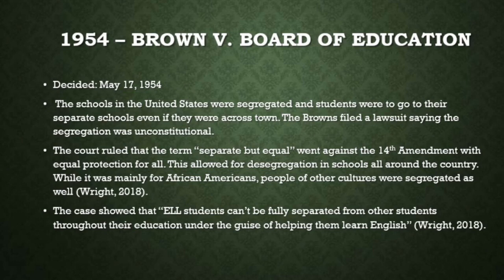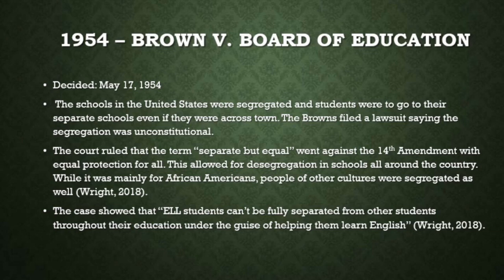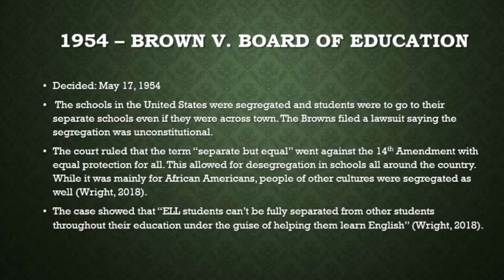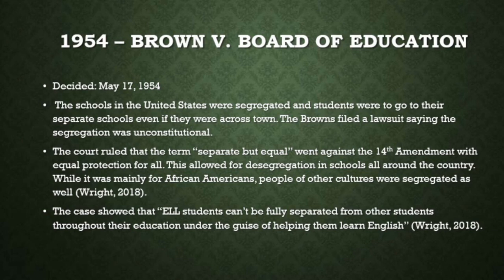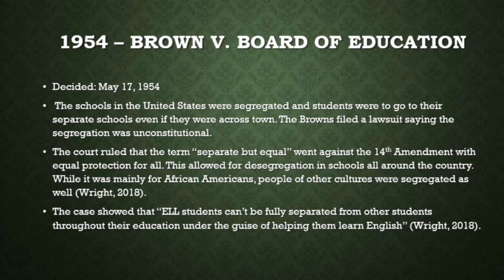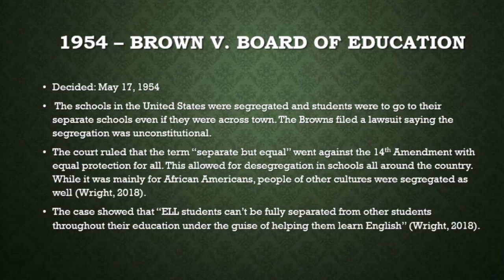The third case we look at today is in 1954, Brown versus the Board of Education. This is the most known case in education as it is the one that introduced desegregation in the classroom. The schools in the United States were segregated and students were to go to their separate schools even if they were across town. The Browns filed a lawsuit saying that the segregation was unconstitutional. The court ruled that the term separate but equal went against the 14th Amendment, with it being for equal protection for all. This allowed for desegregation in schools all around the country.